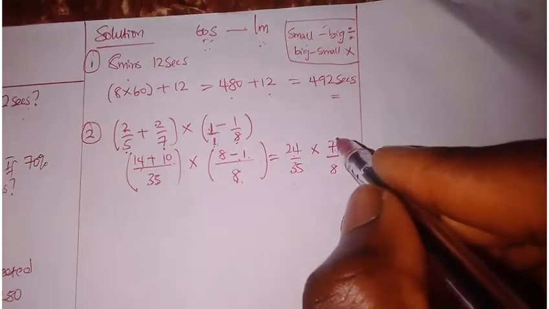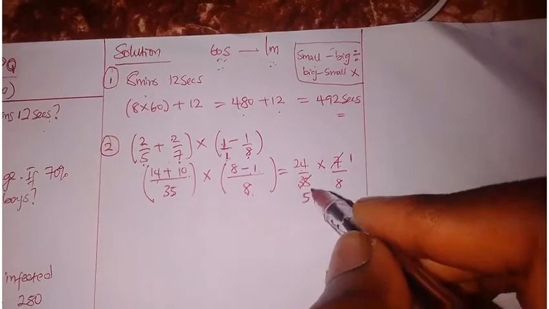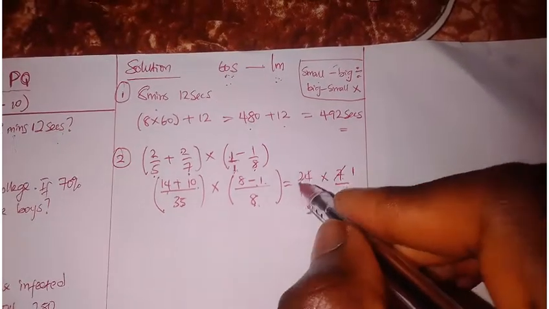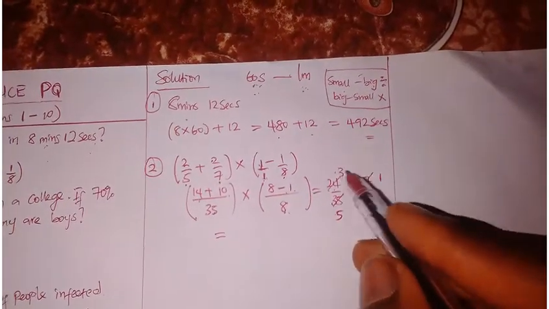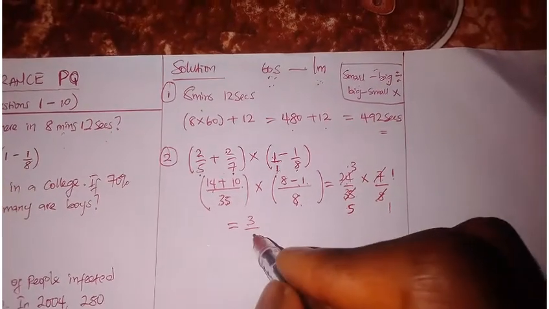Now from here, 7 can go into 7 once, and 7 can go into 35 5 times. For this one, 8 can go into 8 once, and 8 can go into 24 3 times. So finally, I can say 3 times 1 is 3 over 5 times 1 is 5.